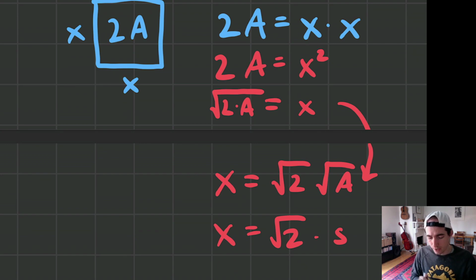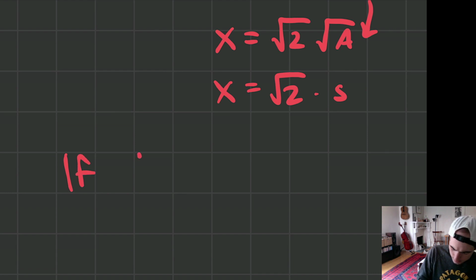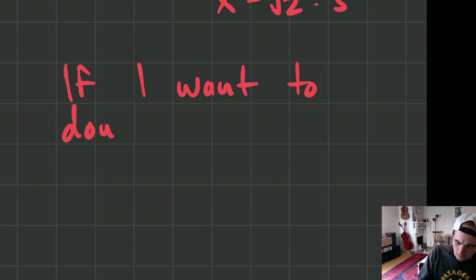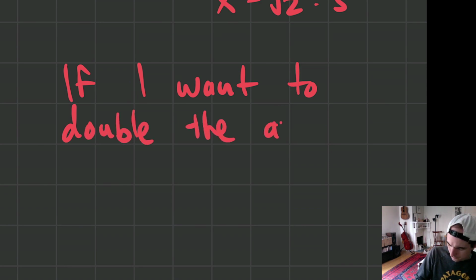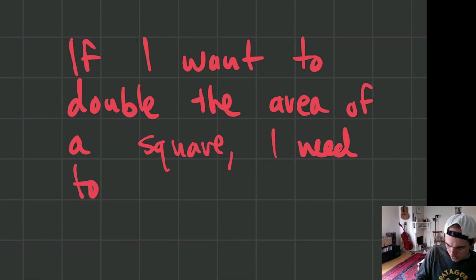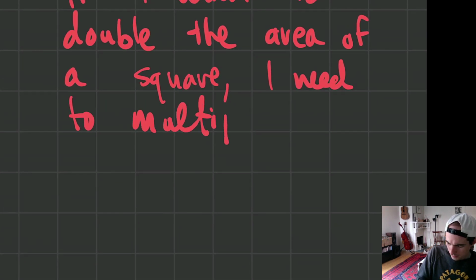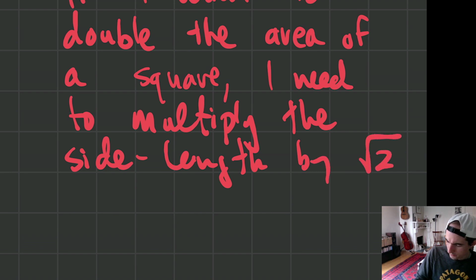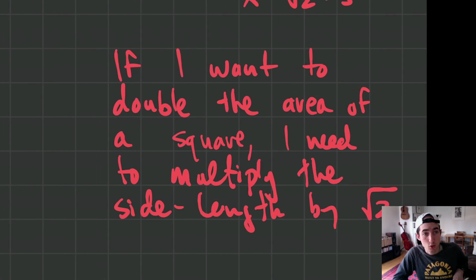So the square root of 2 is important here, because to double the area of a square, I need to multiply the side length by the square root of 2. That's what I have to do. I multiply the side length by the square root of 2, and when I do that, the area doubles.